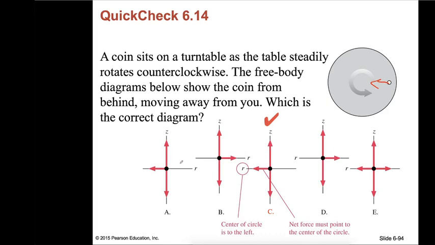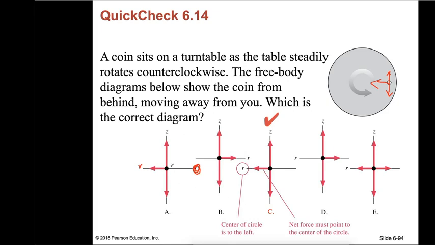So it seems like A is wrong, maybe because I don't know why A is wrong. Maybe because it's labeled R here. Maybe R means the center. I don't know. But from this figure, we can say the normal force and the weight balance each other, and the friction provides the centripetal acceleration, which is pointing to the left.